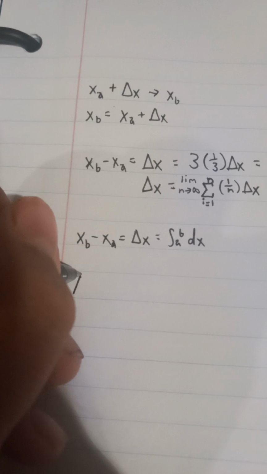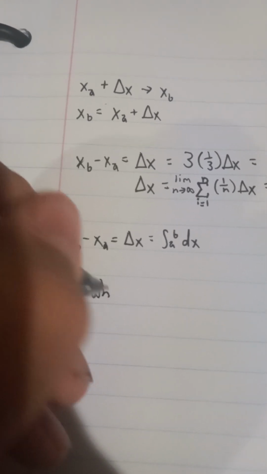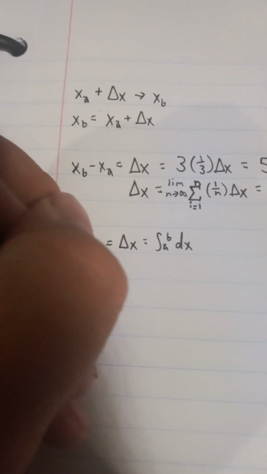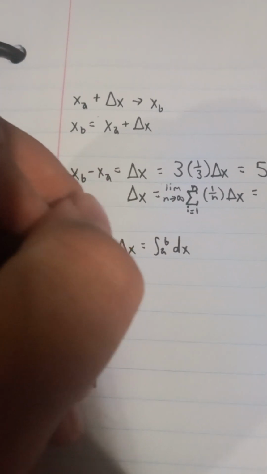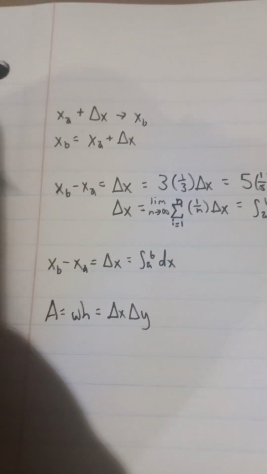Let's suppose we're dealing with a rectangle, and we want to know its area. Well, the area of a rectangle is width times height. What is width? Width is just a change in x, right? And height is just a change in y.